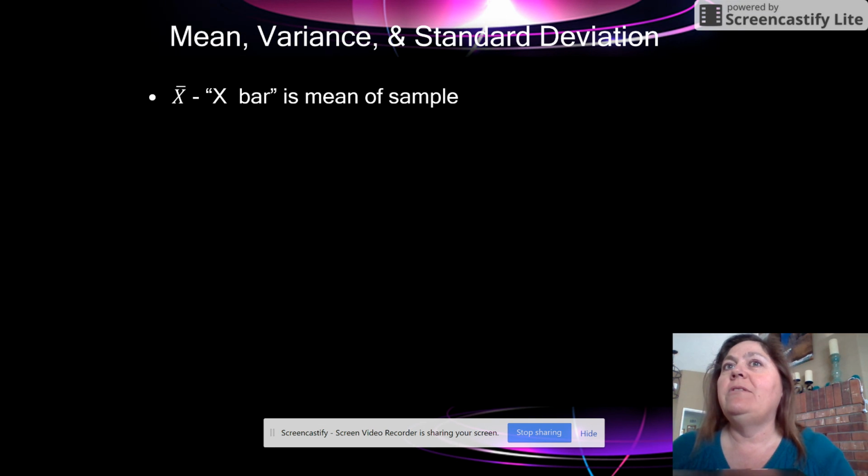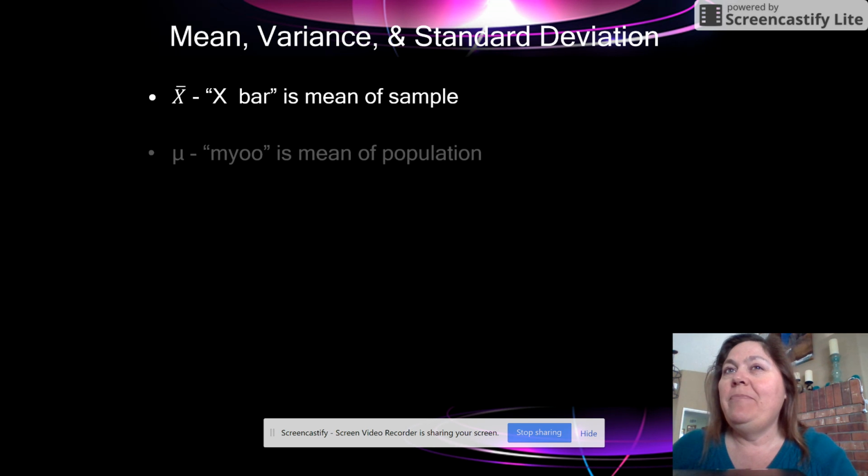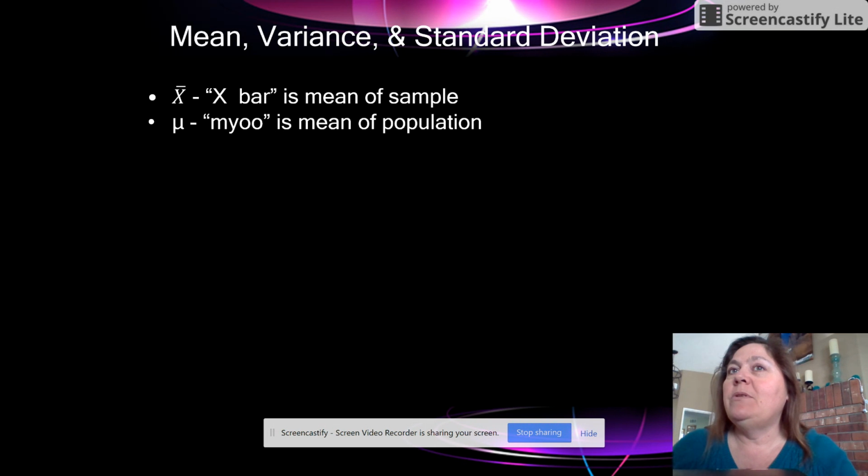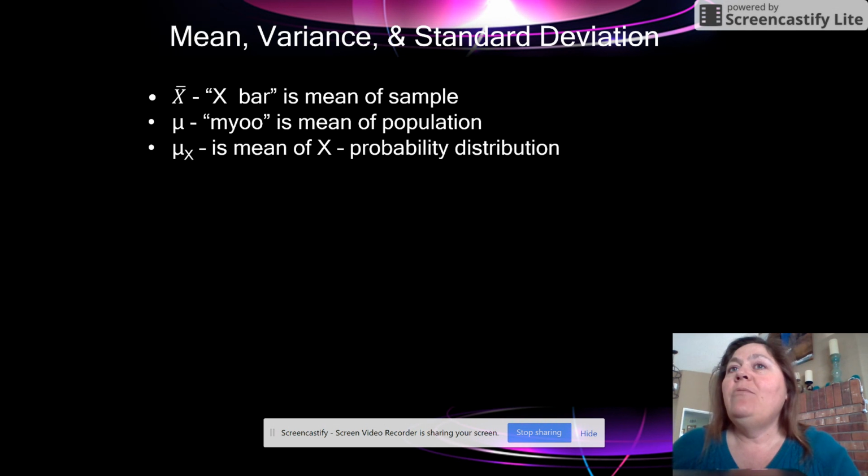If you recall, we've already discussed X bar, where that symbol means the mean of the sample, right? Whereas the mu symbol, that Greek symbol, is the mean of the population, the larger population. Now what we're going to introduce is mu sub x, which is the mean of the probability distribution we are looking at, where x stands for. That's the one we learned in section 1 yesterday.